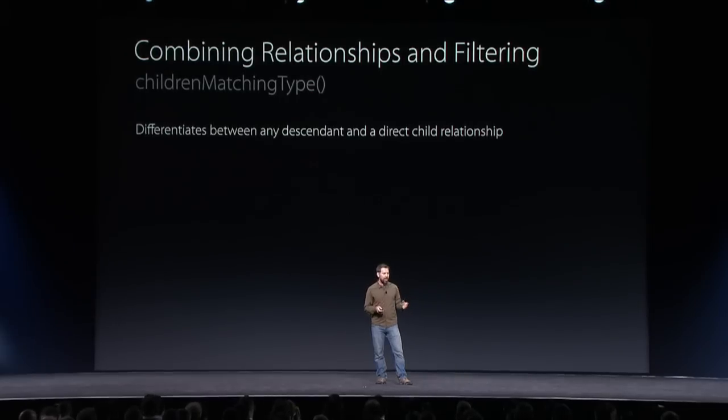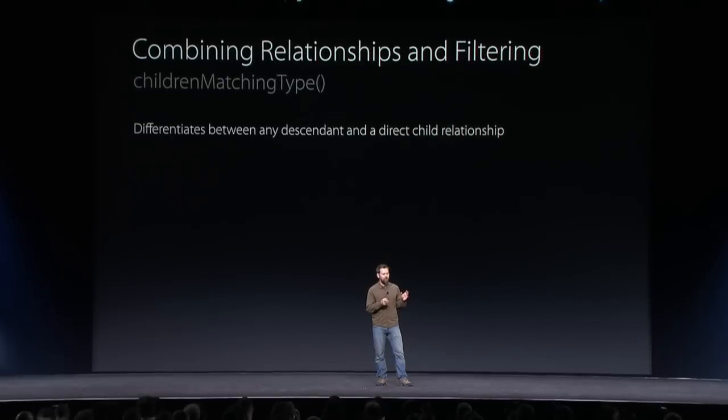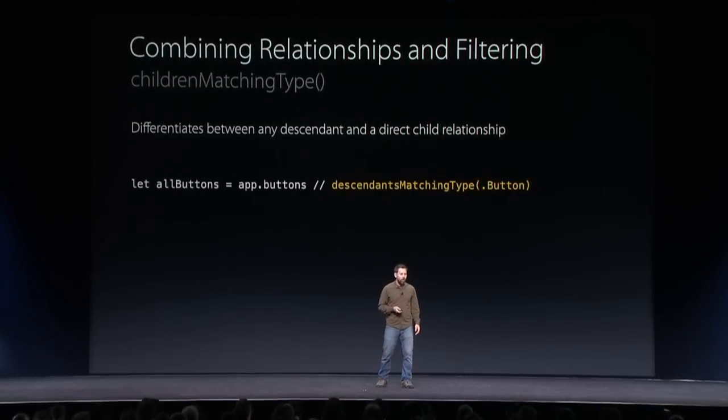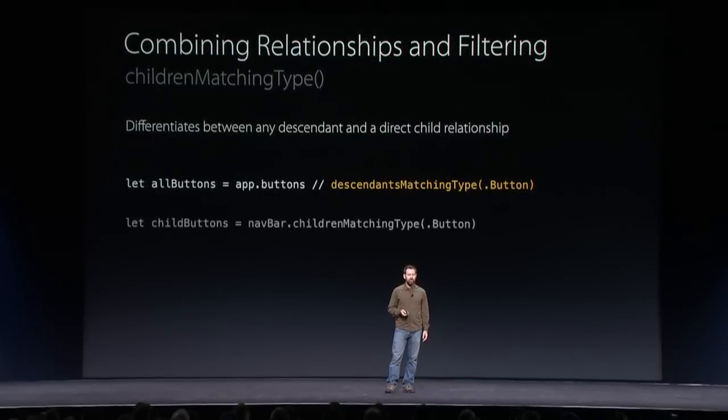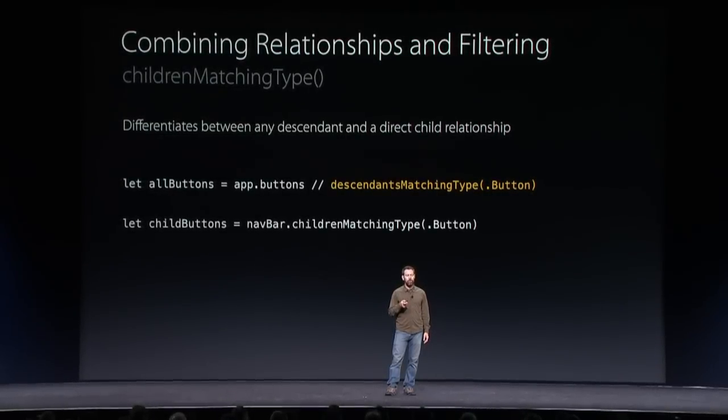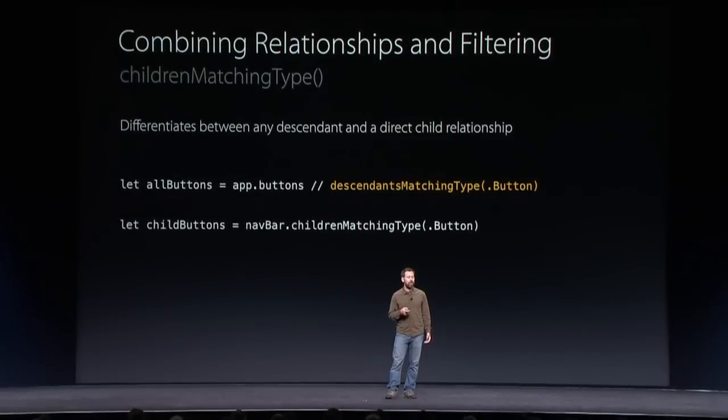Children matching type is the other combination of relationships and filtering. So that allows us to differentiate between descendants, all the descendants that match a type, and just those that match that are children. So again, the all buttons example is app.buttons, but if I want to find just the buttons that are children of my navbar, I could take my navbar and say children matching type button. It's not as common a query, but there are cases where it becomes very useful to differentiate.